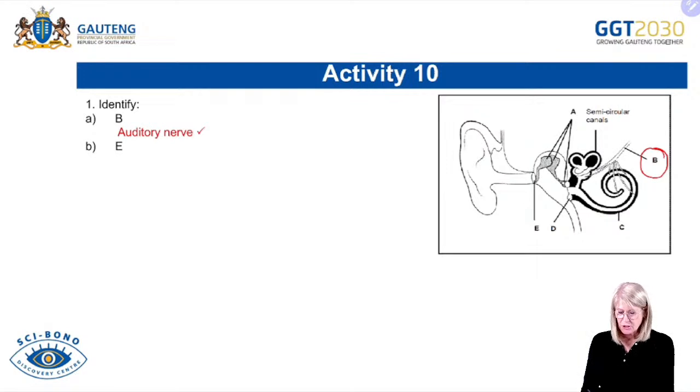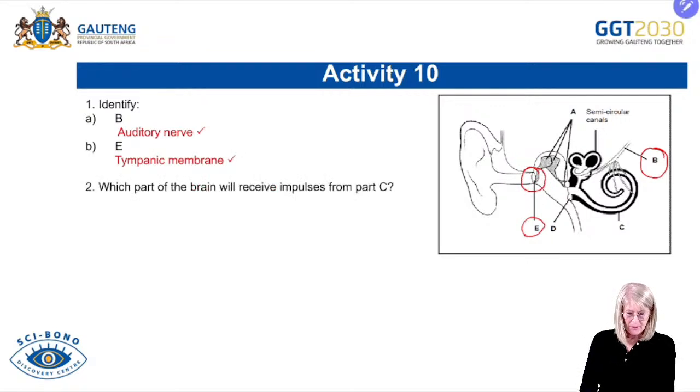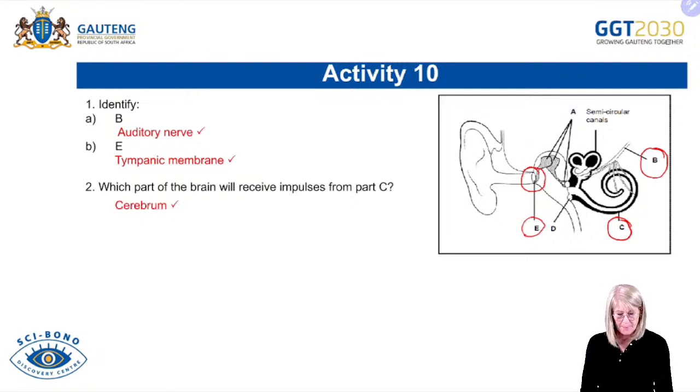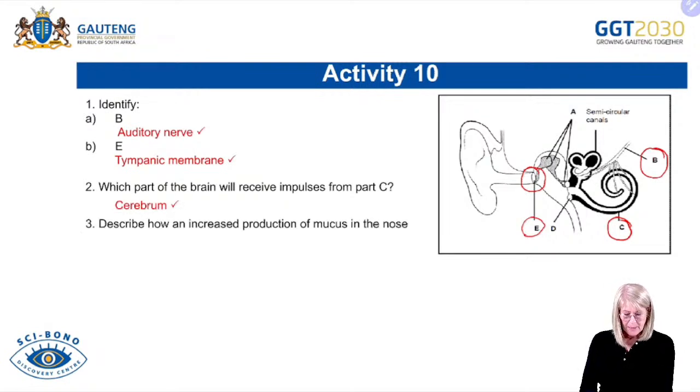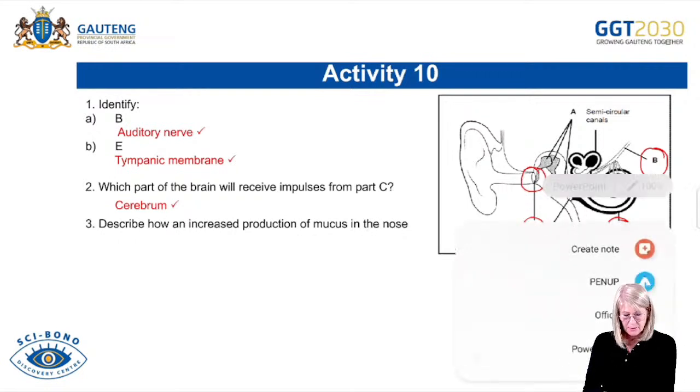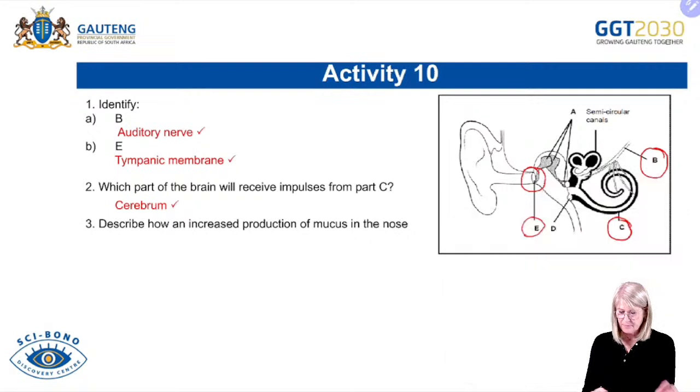Right, and then structure E over here, which is that membrane at the end of the auditory canal, which is our tympanic membrane. Then they say, which part of the brain will receive impulses from part C? It's again a repeat, and you can see how much examiners like that question, and that would be the cerebrum.